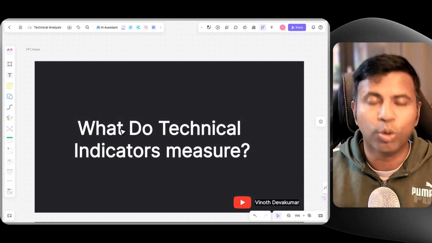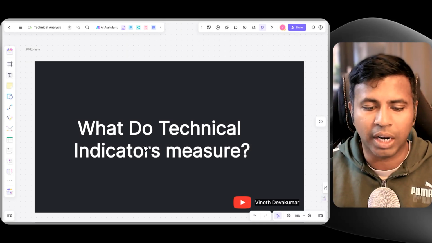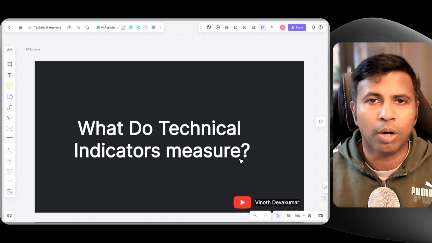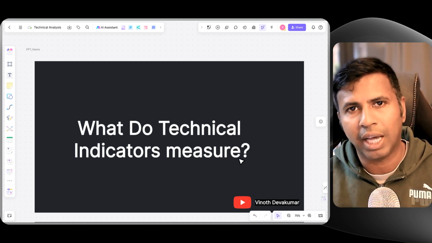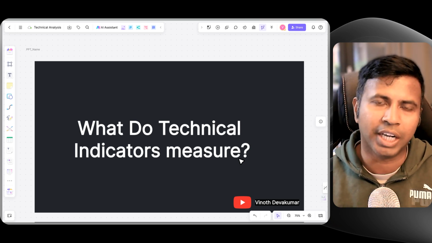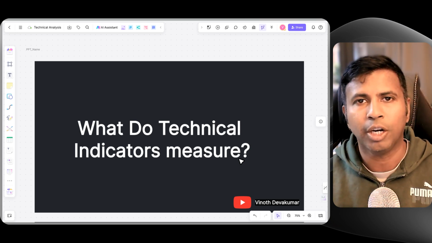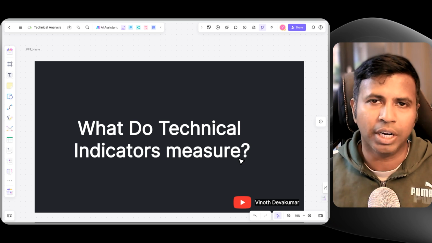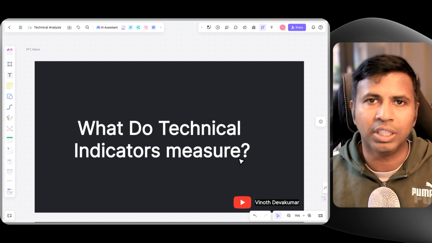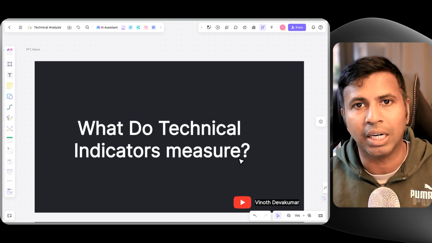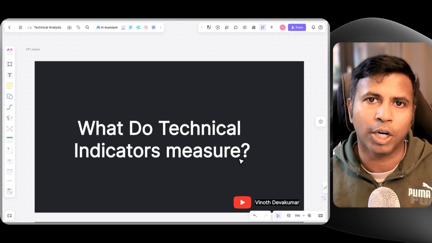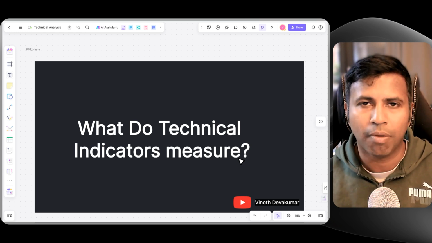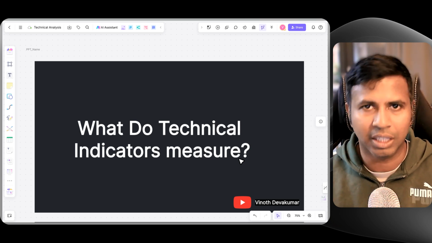In today's video, we'll be discussing what technical indicators measure. Now, there are a lot of technical analysis indicators, and one of the challenges that beginners face when they start learning technical analysis is they try to learn a lot of indicators without understanding what these indicators are actually measuring. What is the underlying quantity that we are trying to measure or find out by using technical analysis indicators?